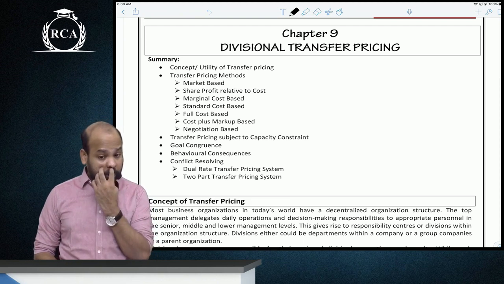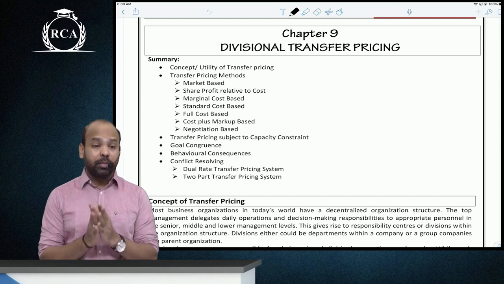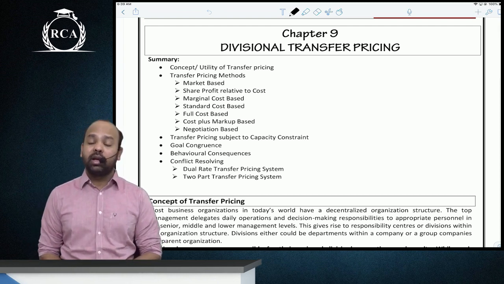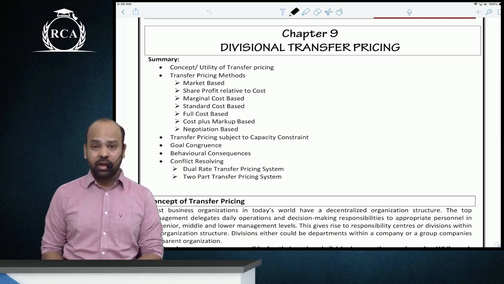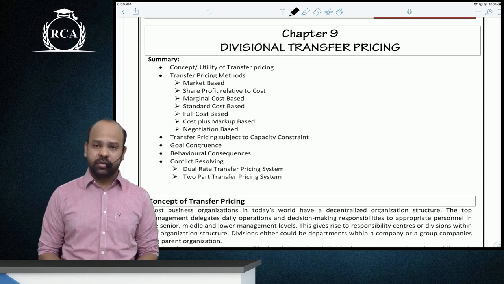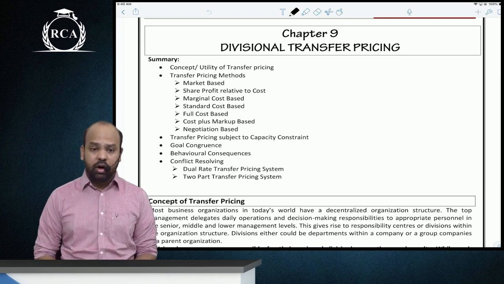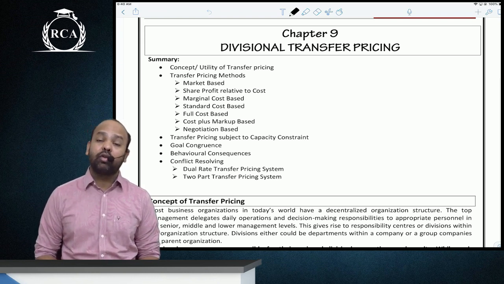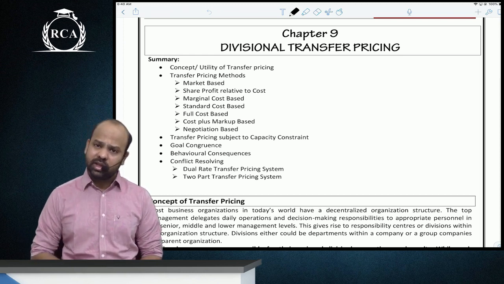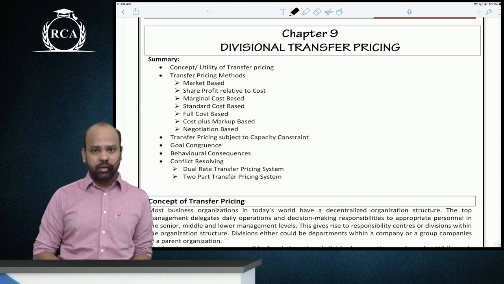Guys, this is not the first time that we're talking about inter-divisional transfers. You had a topic in CA Inter called departmental accounts. If you recollect, there were transfers made from one department to the other department. Either the departmental transfers were made at cost, which would be if the departments work as cost centers, or the transfers were made at cost plus markup. If the transfers were made at cost plus markup, obviously they're working as profit centers. Every department is worried about their own profitability.